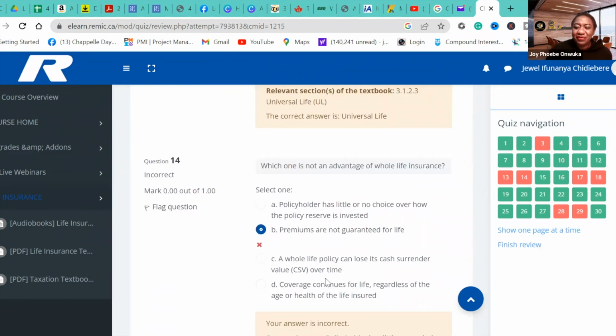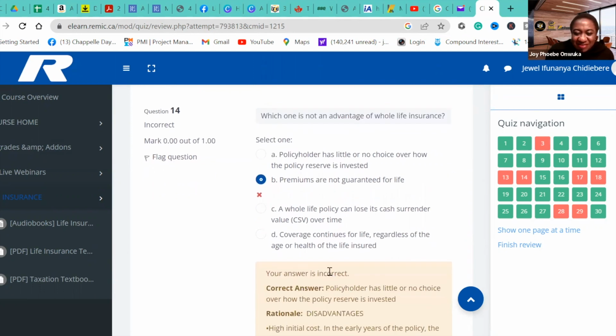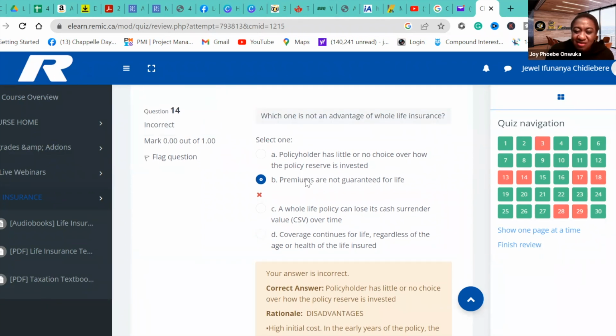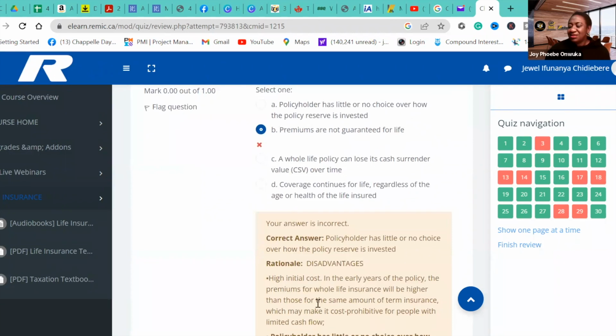Anyways, moving on to 14. We didn't get it too. Which one is not an advantage of whole life insurance? Okay, which one is not? They say the answer is policyholder has little or no choice over how the policy reserve is invested. It's not an advantage. Let's look at the rationale.